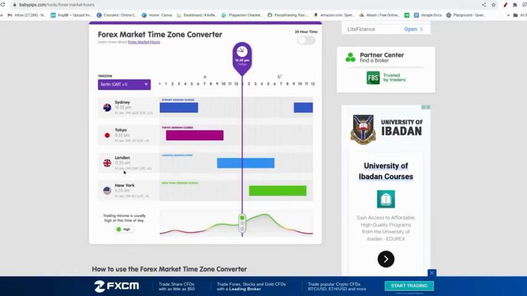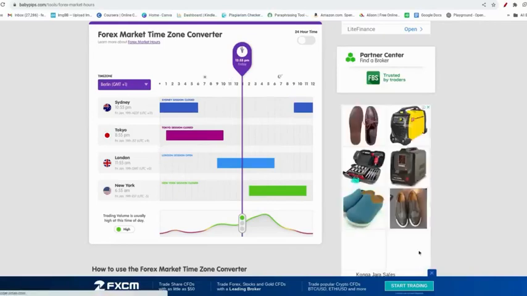If you want to trade during the London session, the volume is highest from 10 a.m. to 6 p.m. So just play around with the tools and understand it better.